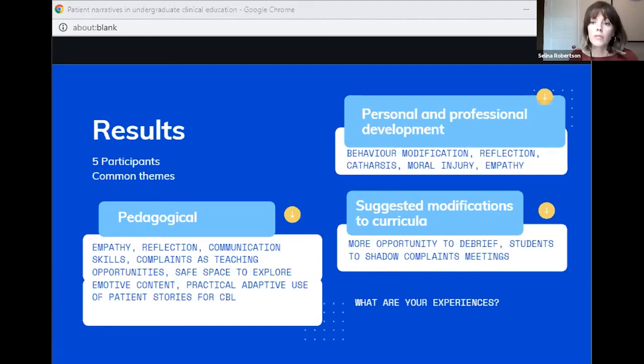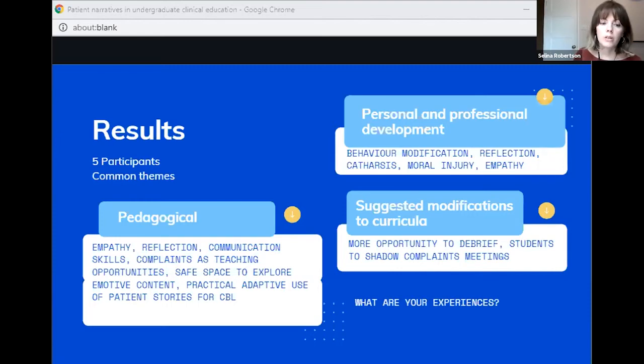And then out of our conversations came suggested modifications to curricula. So more opportunity to debrief was something that I heard quite a lot. And again, I haven't had any experience of this, but if anybody has, please let me know about it in the chat, either as a student shadowing complaints meetings with patients, or as an educator, if you facilitated that, I would be really interested to hear.